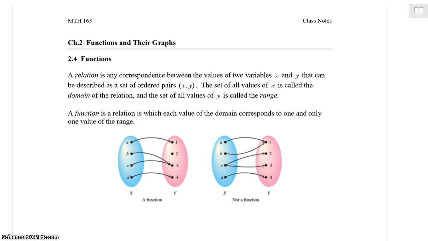The set of all values of x is called the domain of the relation, and the set of all values of y is called the range. So the x's are domain values and the y's are range values. A function is a special type of relation in which each value of the domain corresponds to one and only one, and that's the key, one and only one value of the range.